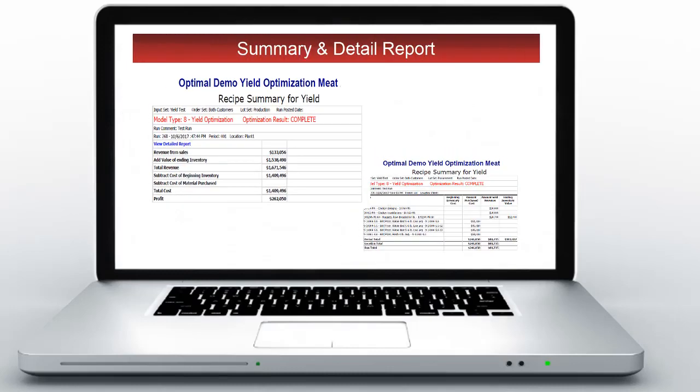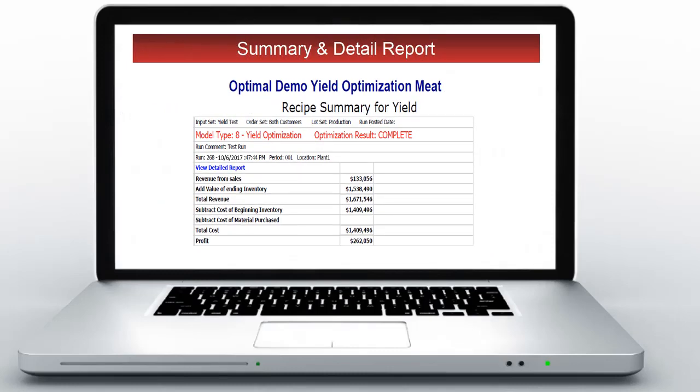First is the summary report. The summary report presents the total value, total costs, and net value from the organization. This report is similar to a profit and loss statement or income statement. Shown in the report is revenue from sales and the value of product made to inventory, the total of which equals total revenue. The report further shows the cost of beginning inventory plus the cost of material purchase, which equals the total cost. The difference in the total revenue and the total cost is the profit.